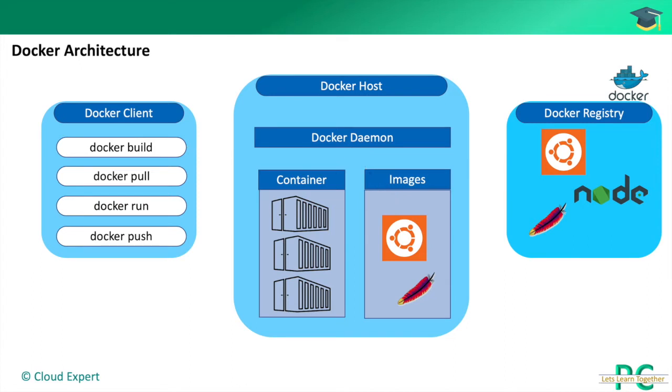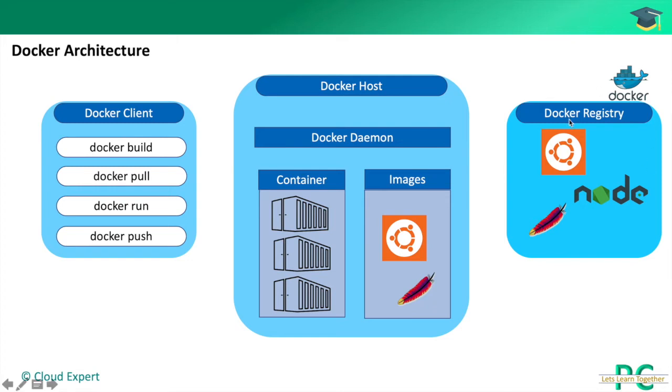The main component in Docker host is Docker daemon, or in short Dockerd. Dockerd listens for Docker API requests and manages Docker objects such as containers, networks, and volumes. One Docker daemon can communicate with other Docker daemons to manage Docker services.